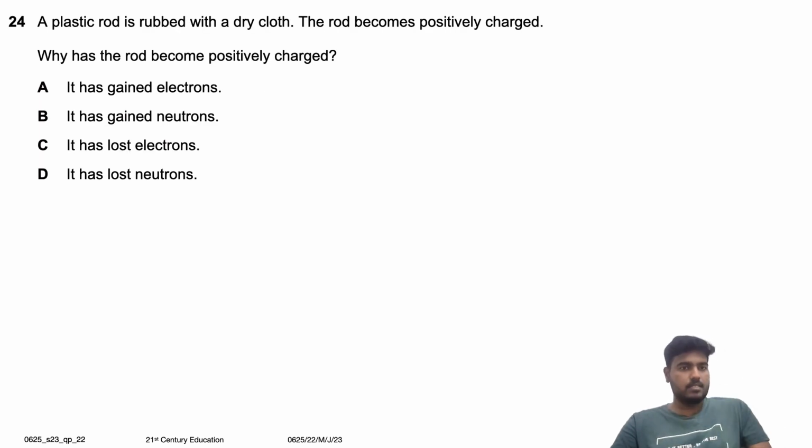A plastic rod is rubbed with a dry cloth. The rod becomes positively charged. Why has the rod become positively charged? If it becomes positively charged, it means it has lost electrons. This has nothing to do with neutrons.